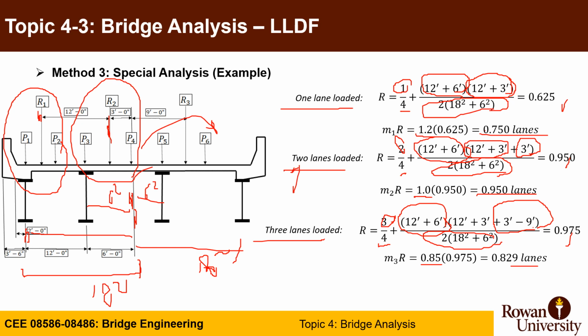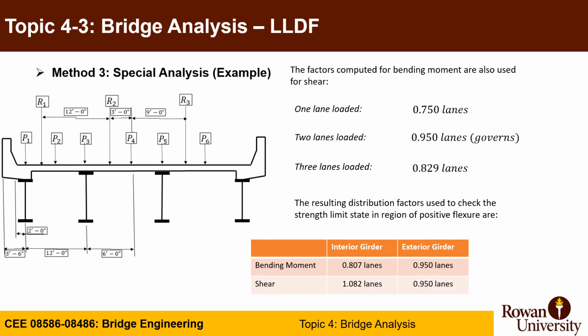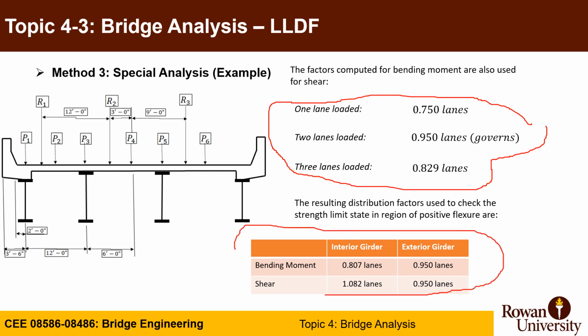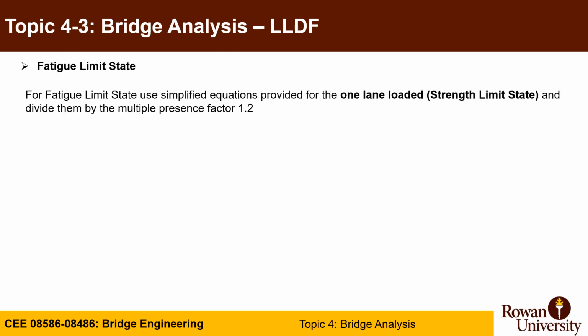In this case, two lanes loaded were more critical. To summarize, in this special case you have 1, 2, 3 lanes loaded, and you can actually still summarize them for all cases for live load: the AASHTO equation and the special method. Make sure also when you do the fatigue limit state, which we can discuss later, you will be doing only one lane loaded, and you have to divide by the multiple presence factor from the table because it should not be including the multiple presence factor.